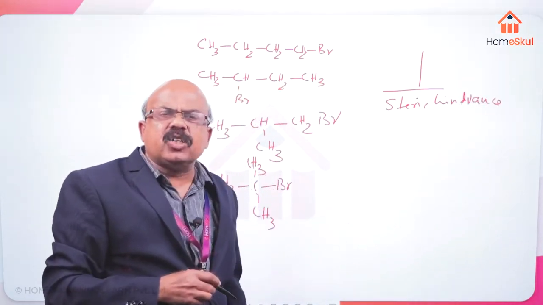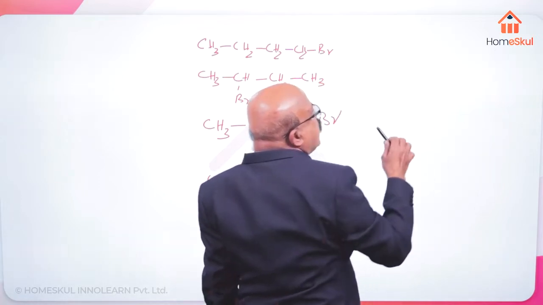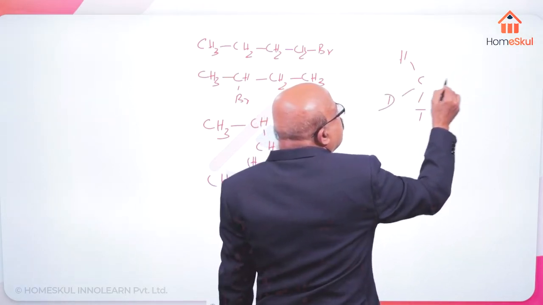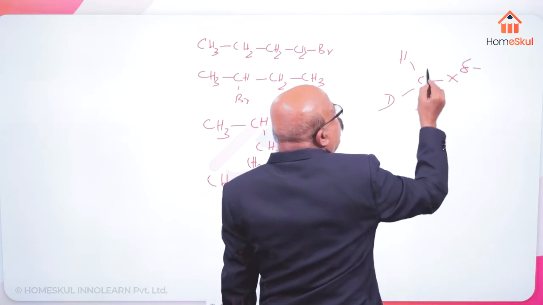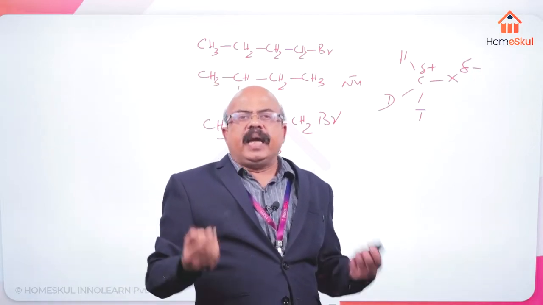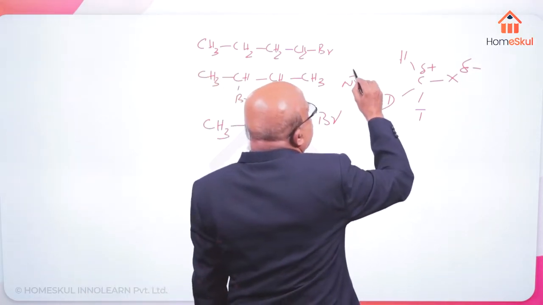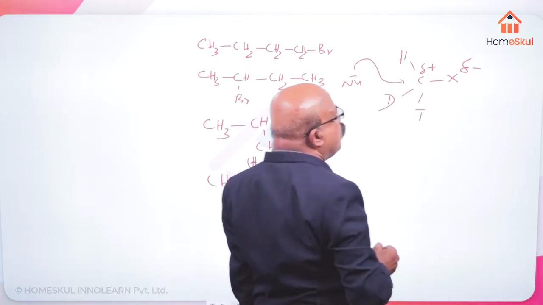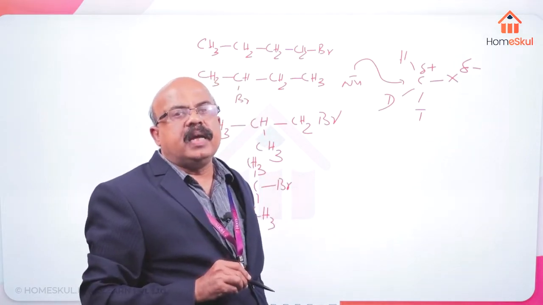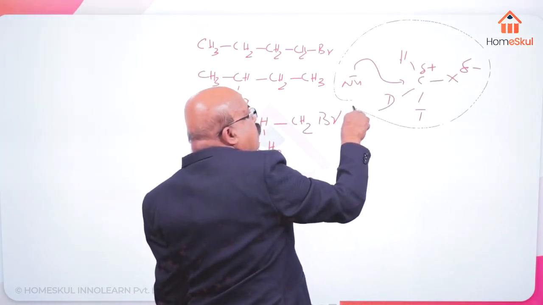The lesser the hindrance around the halogenated carbon, the greater the reactivity of that halogenated carbon. In this case, a transition state is formed. Suppose this is the halogenated compound. Here the carbon-halogen bond is polar in nature. In the SN2 reaction, the nucleophile approaches the halogenated carbon from the side opposite to the leaving group. So that approach becomes more and more smooth if the halogenated carbon is less hindered. If the halogenated carbon is less hindered, the transition state will be formed readily.